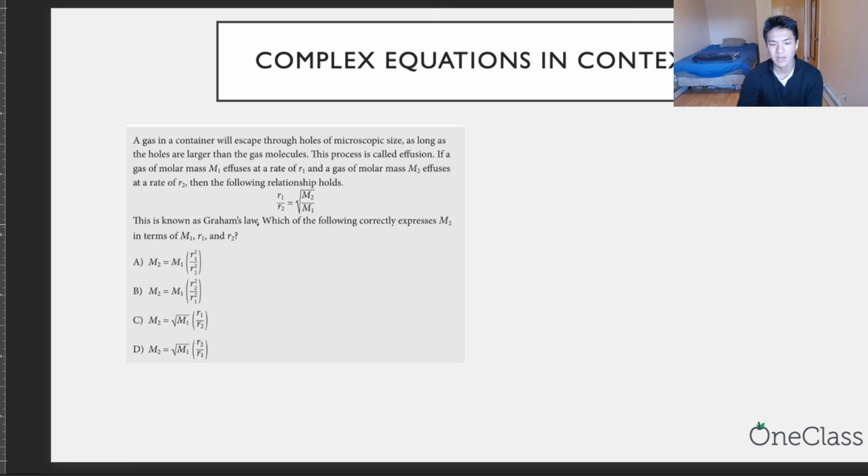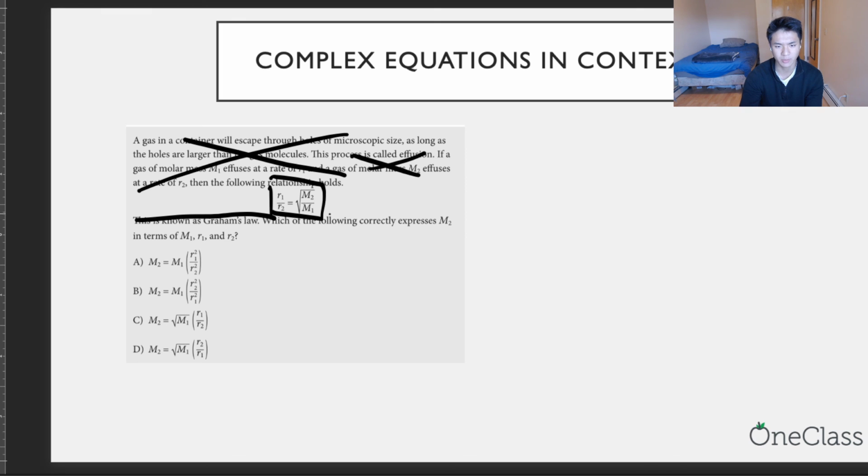What we can really see is the part which we care about: which of the following correctly expresses M2 in terms of M1, R1, and R2. We can do that without having any knowledge. We can cross out all the stuff that they talk about here. We don't even have to know this is Graham's law. The only thing we have to know is this equation, and we're being asked to find M2.